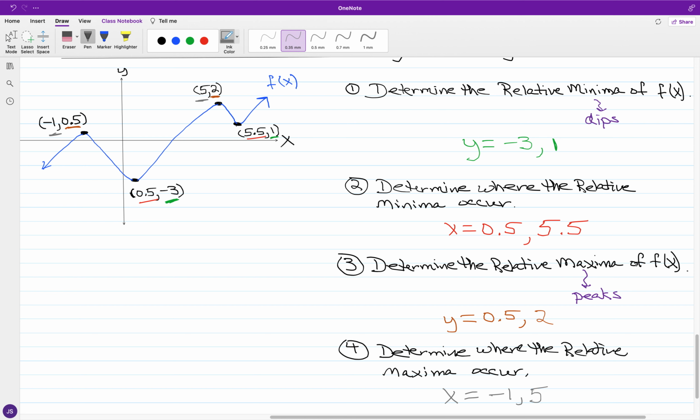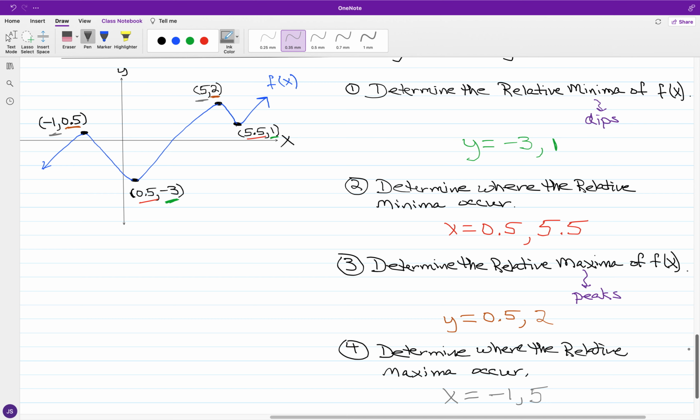So you got your relative minima and maxima. When you're talking about relative minima or relative maxima, you're looking at the y coordinate aspect of those terminologies, and where they occur, you're looking at the x coordinates.